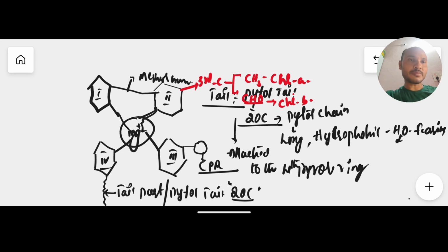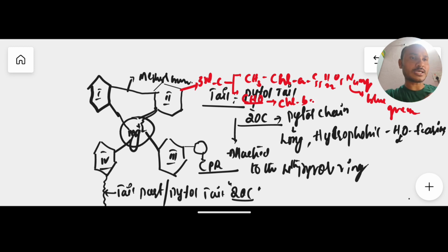Now move on to the structure of chlorophyll A. It contains carbon 55, hydrogen 72, oxygen 5, nitrogen 4, and magnesium. And the color of this chlorophyll A is blue-green. Coming to chlorophyll B, here the functional group is aldehyde CHO.